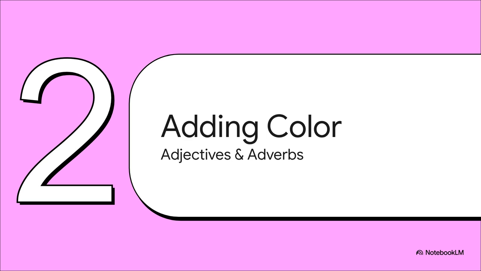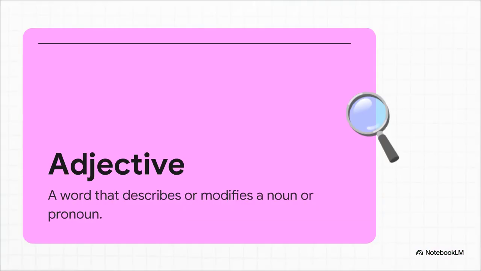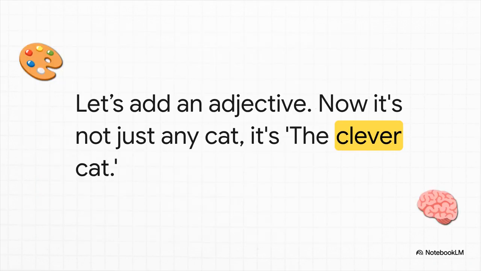Now that we've got our basic structure up, it's time to have some fun and make it more interesting. This is where we start decorating, adding all the details and color that make language come alive. Let's start with adjectives. If nouns are the walls, then adjectives are the paint you put on them. They give us more information about the noun. Is it a fast car, a quiet library, a delicious meal? Let's go ahead and add one to our sentence. Now, it's not just any cat, it's the clever cat.